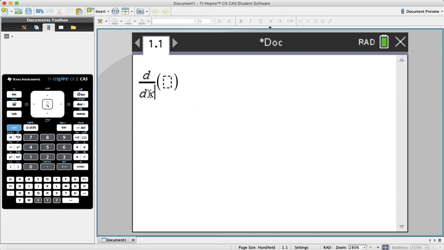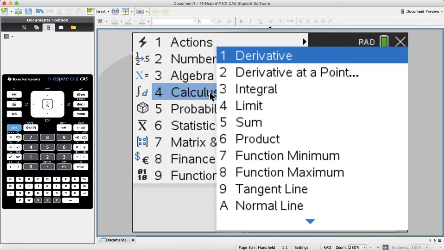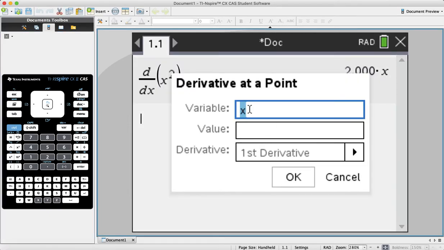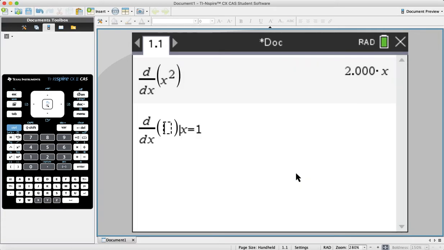So here is your variable. You just plug in x, and if I put in some expression like x squared, for instance, I'm just going to get 2x, the general derivative of this function. But if I press menu and want to find the derivative at a point, say the variable is x and the value is 1, I could put in x squared again, and it outputs this function again here, but substitutes 1 for x, so the derivative at a point essentially.